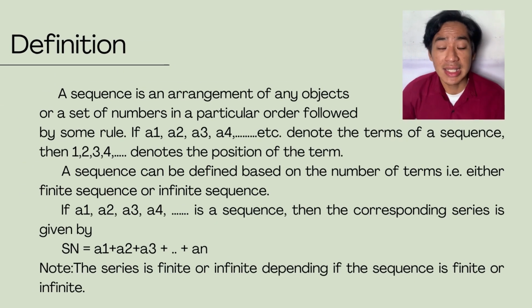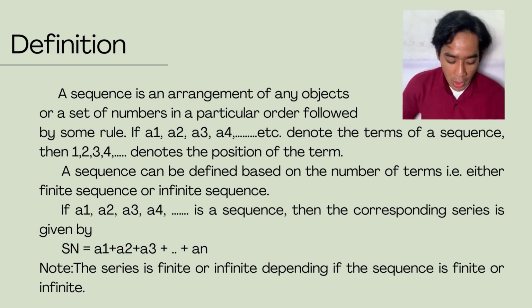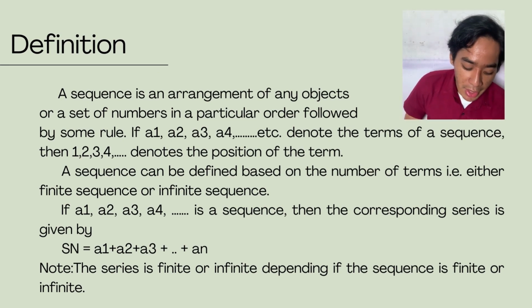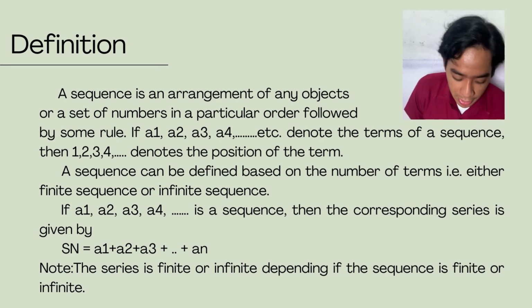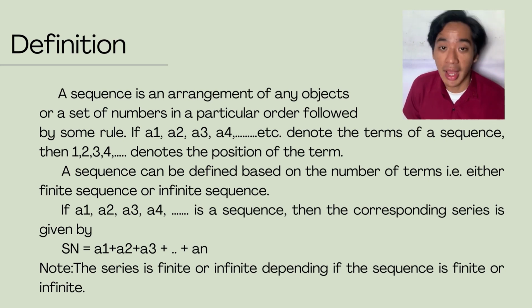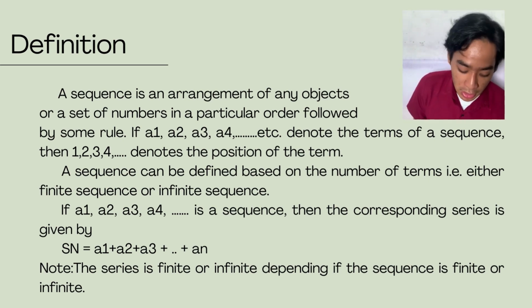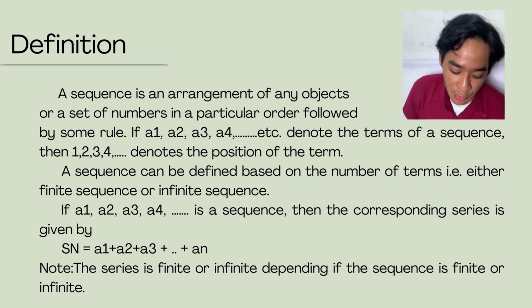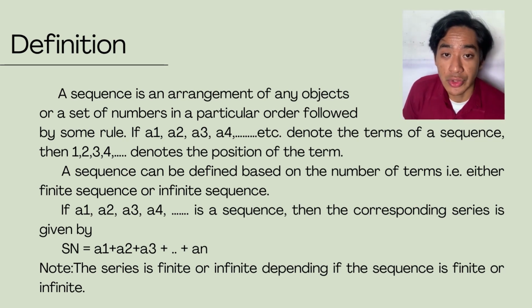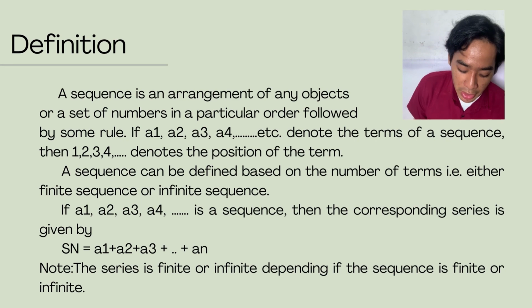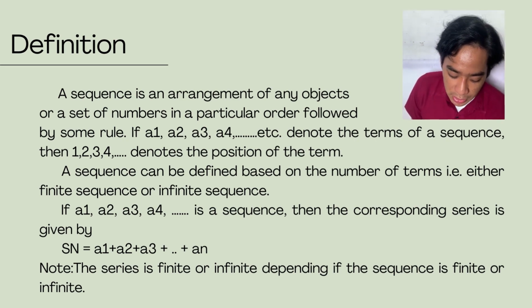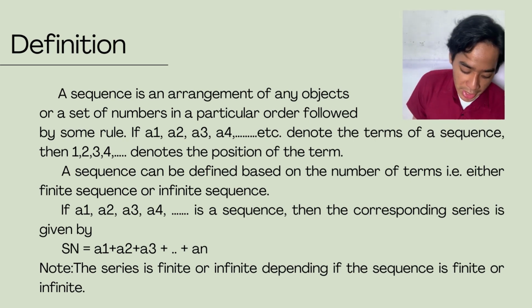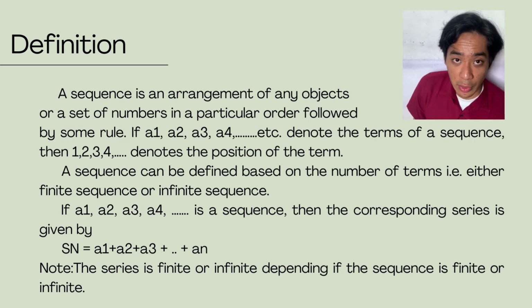Okay, the first is definition. A sequence is an arrangement of any object or a set of numbers in a particular order followed by some rule. If A1, A2, A3, A4, and so on denote the terms of a sequence, then 1, 2, 3, 4, and so on denotes the position of the term. A sequence can be defined based on the number of terms, either finite sequence or infinite sequence.